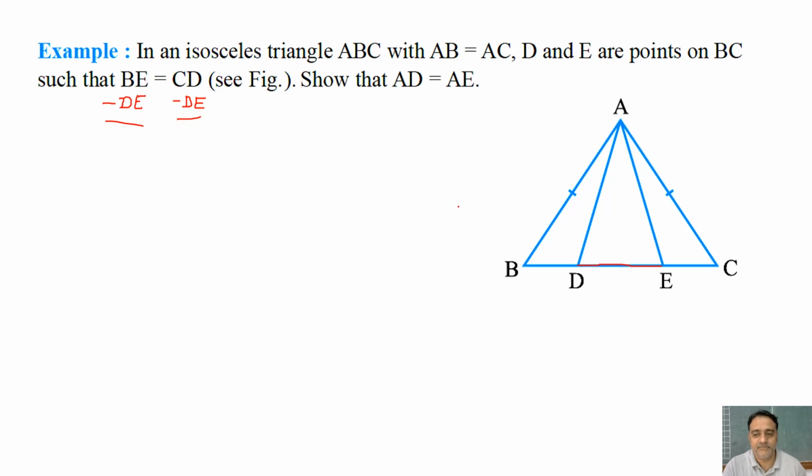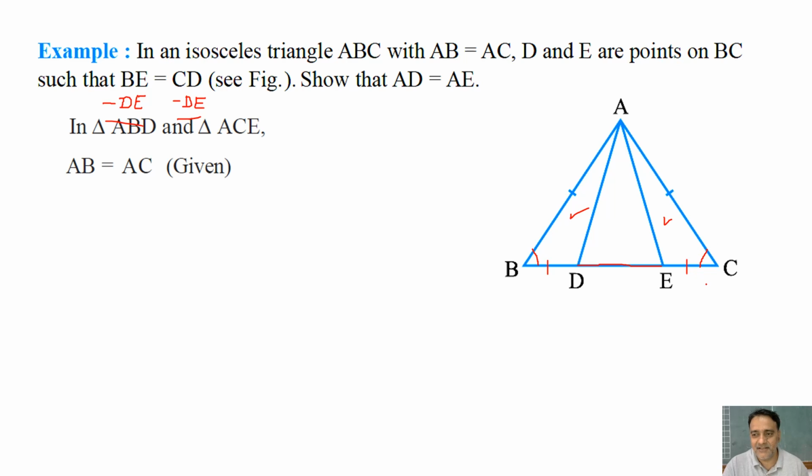You will get BD and CE, right. So we'll take these two triangles first. Triangle ABD and triangle ACE. Okay. AB is equal to AC, it is given. So these two angles are also equal. Why?